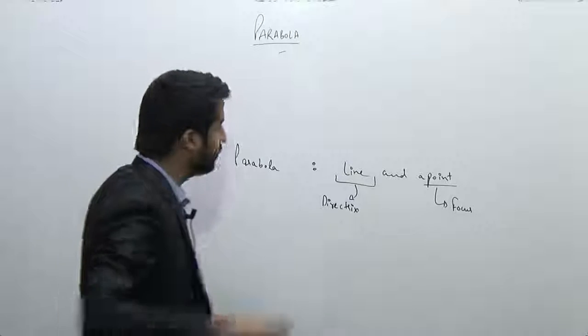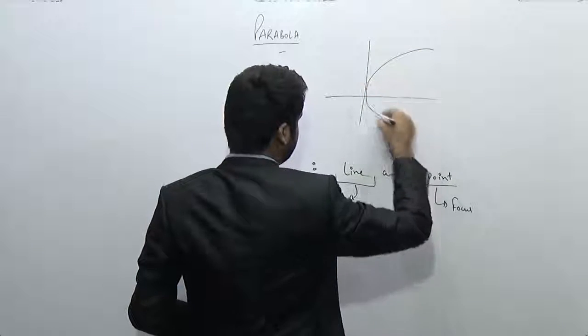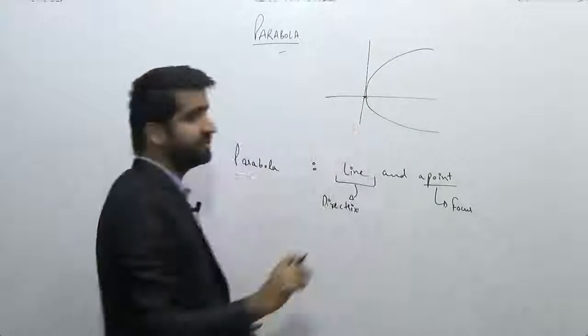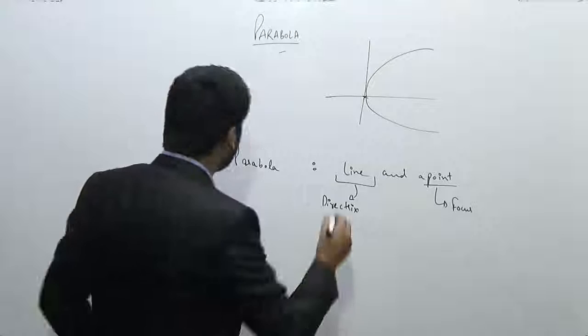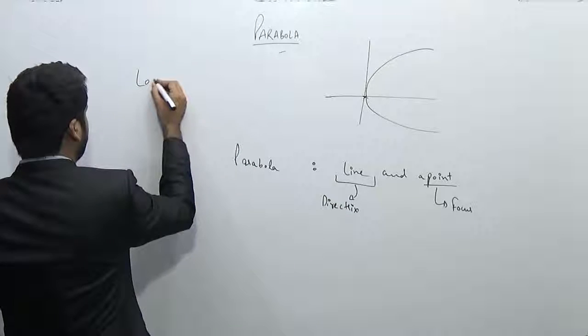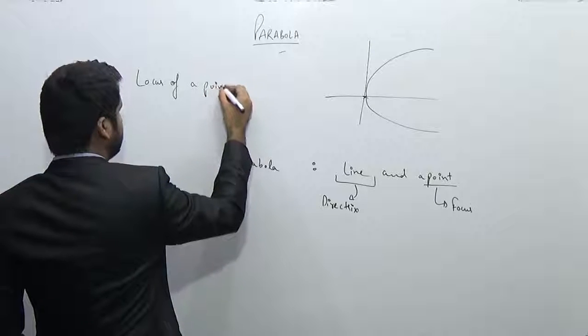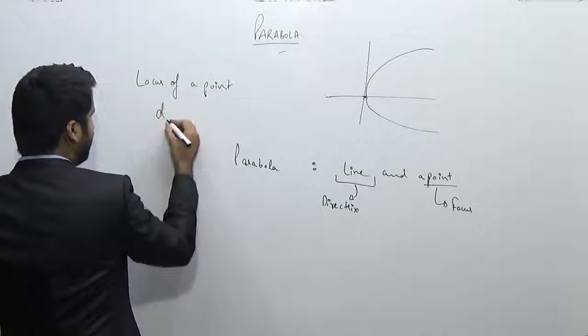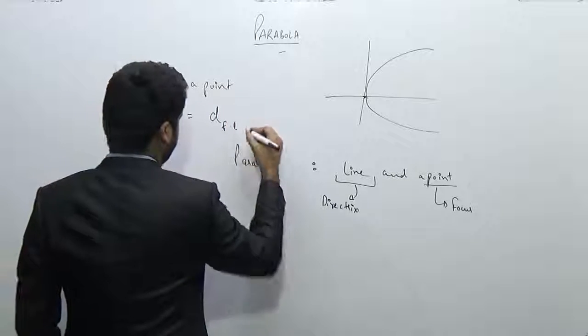How does a parabola look like? It looks something like this. So this is a standard shape of a parabola. Now what is the definition of a parabola? A parabola is a locus of a point whose distance from a fixed point is equal to the distance from a fixed line.